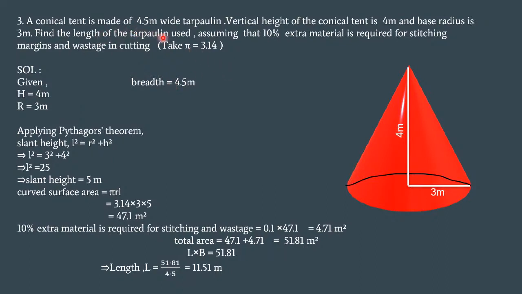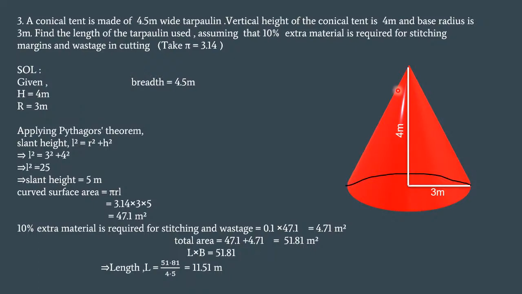Okay, a conical tent is made of 4.5 meter wide tarpaulin. Tarpaulin is a rectangle, so its breadth is given as 4.5 meters. The vertical height of the cone is 4 meters. The base radius is 3 meters. Now the total area of tarpaulin will be the CSA of the cone plus 10% of the CSA of the cone, because 10% extra material is required. Now the CSA of the cone is pi r l.